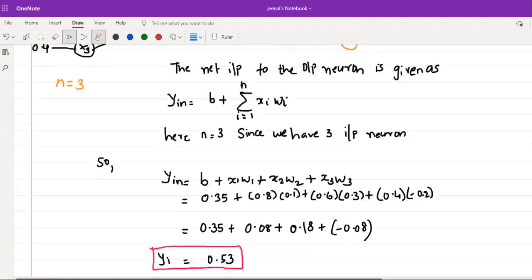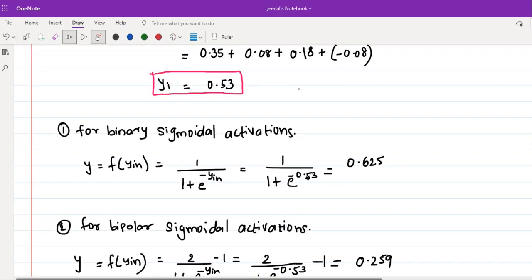Let us look at the formula of the binary sigmoidal activation function. For binary sigmoidal activation, Y, my output, is going to be a function of the input that we have just calculated. The formula for binary sigmoidal is 1 upon 1 plus e raised to minus y in. Y in we just calculated, it is 0.53. So we'll substitute the value: 1 upon 1 plus e raised to minus 0.53. You can solve this using your calculators and the final output comes to 0.625.